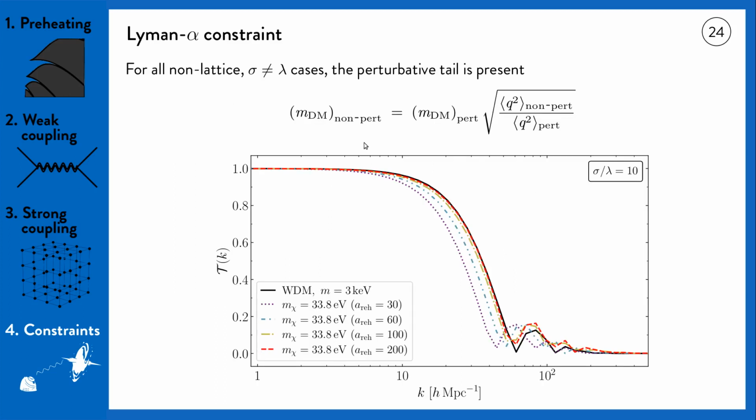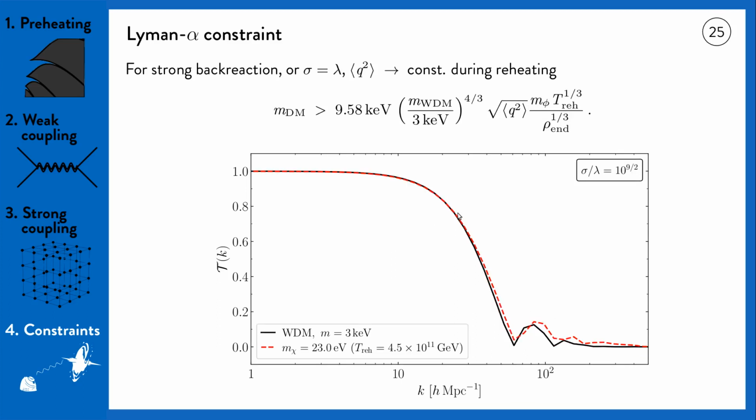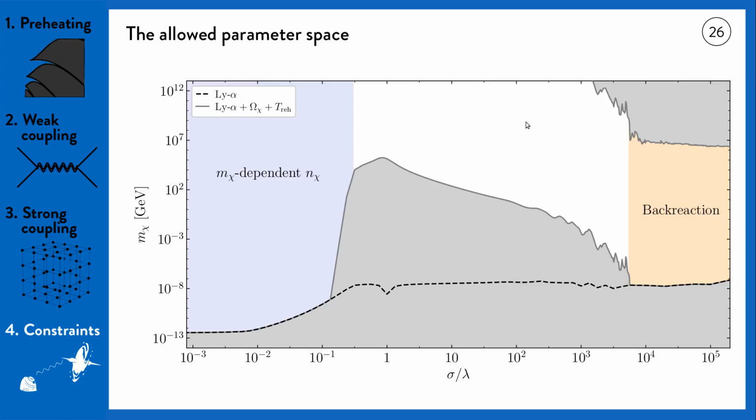Using a second rescaling, we can actually translate this result into the non-perturbative results. In the absence of back reaction or maximal interference, the bound is independent of the reheating temperature. Our semi-analytical computation can be cross-checked with CLASS to a high degree of accuracy. In the case of strong back reaction or maximal interference, the Lyman-α constraint is dependent on the reheating temperature. And so the allowed parameter space for dark matter production from inflation and reheating is shown in this slide.